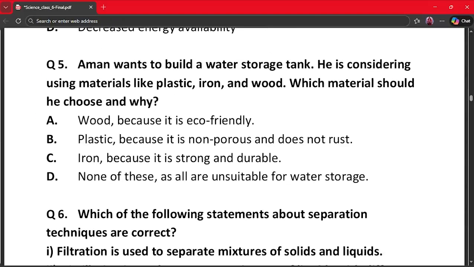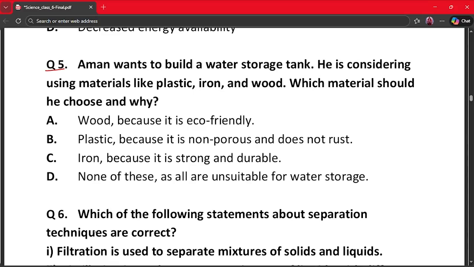Our next question is question number 5. Aman wants to build a water storage tank. He is considering using materials like plastic, iron, and wood. Which material should he choose and why? A. Wood, because it is eco-friendly. B. Plastic, because it is non-porous and does not rust. C. Iron, because it is strong and durable. And D. None of these, as all are unsuitable for water storage.